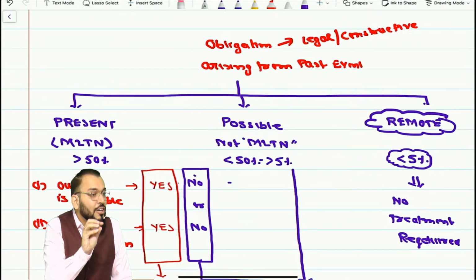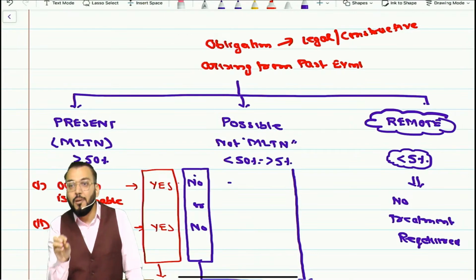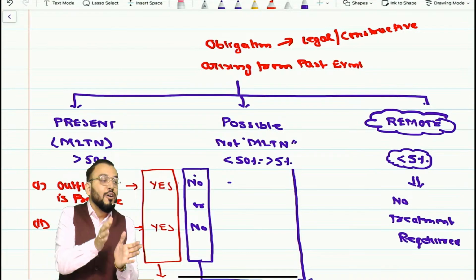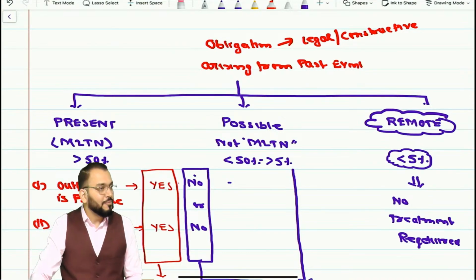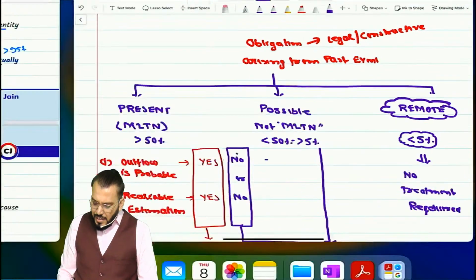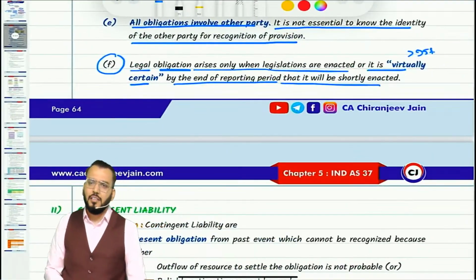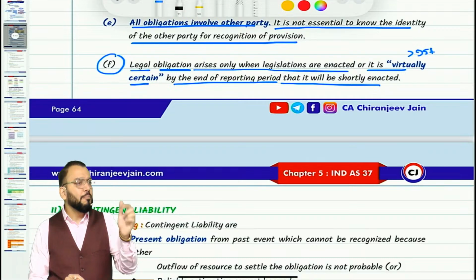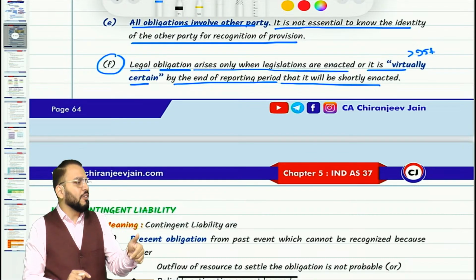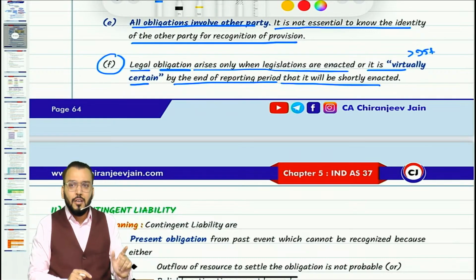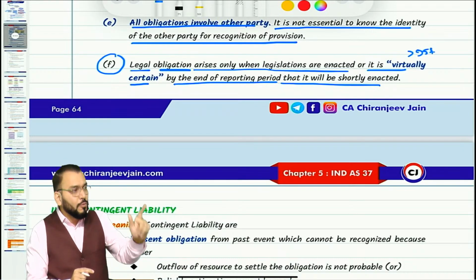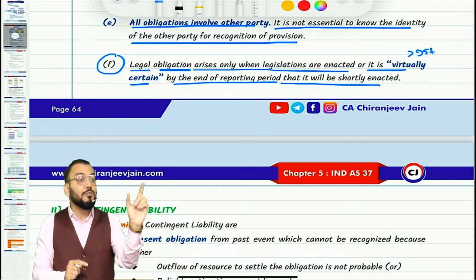Because either outflow of resource is not probable or reliable estimation cannot be made, or it is a possible obligation arising from past event. In exam, if you write down the keywords, you will get marks. You can't change the keywords. A present obligation, you write down present obligation only. You can't keep some other name. Possible obligation is possible obligation. Outflow of resource is outflow of resource. These are the key terms that you can't change.